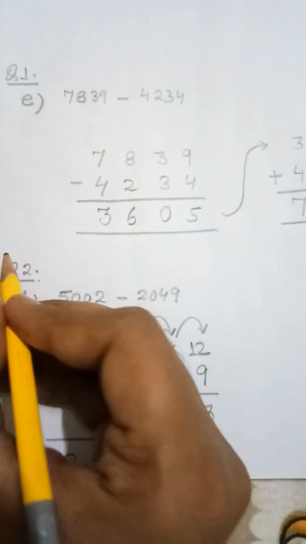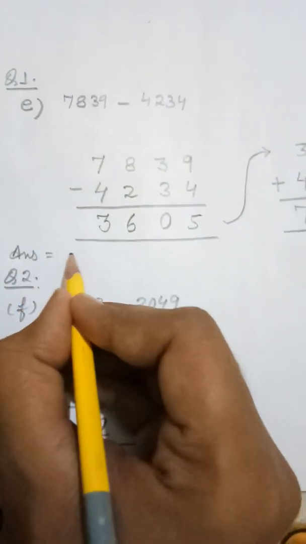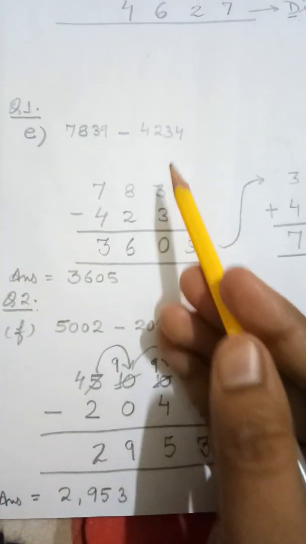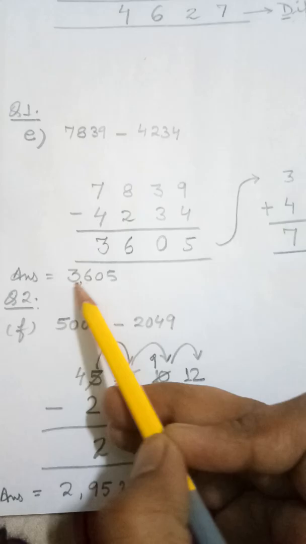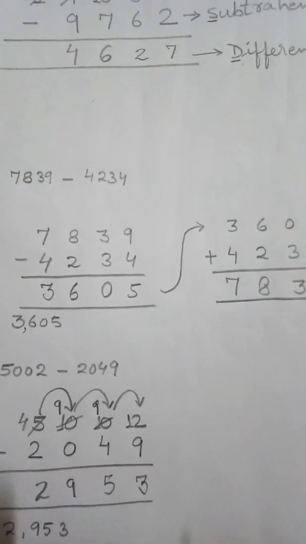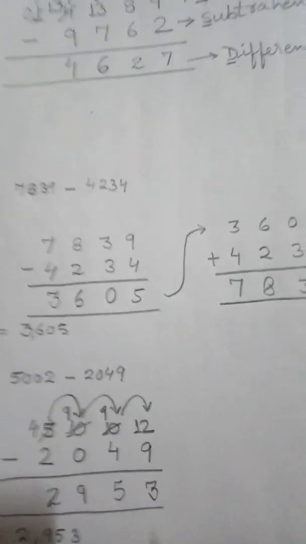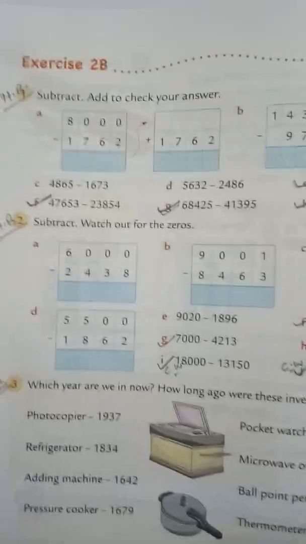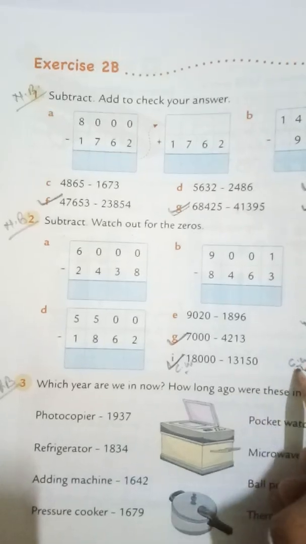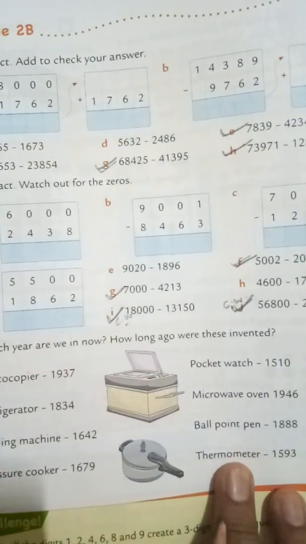Very same way for the first one also you will write the answer. Your answer is 3605, because you have to subtract. That is why your answer is this one, 3605. So this is the way you have to solve question number 1 and 2 in your maths copy. Question number 1 and 2 both are your copy work, and in question number 2 you are going to solve F, G, I and J, these 4 questions.